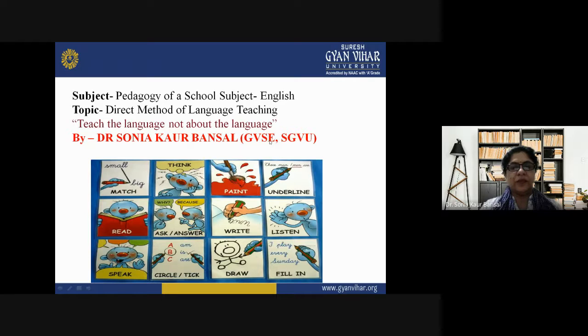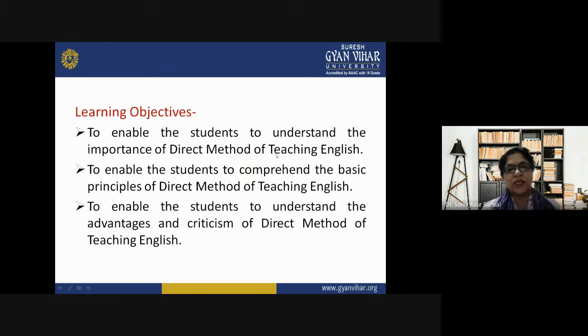Today we are going to study the topic direct method of language teaching in the subject pedagogy of a school subject, English language. Teach the language, not about the language. We are going to study about the direct method of language teaching, how it is used and what its purpose is. So let's have a look at the learning objectives of today's class.